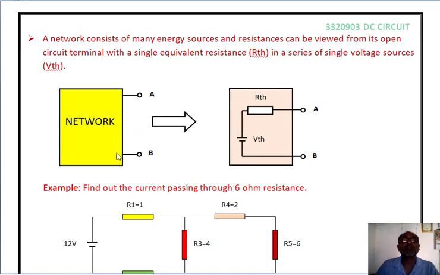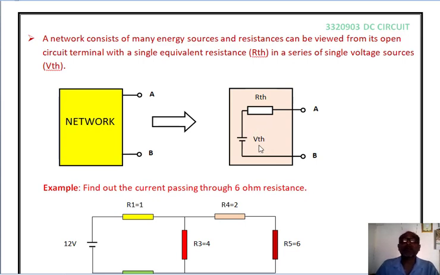So here you can see a block diagram of the network. This is the actual network, and we want to find the current passing through the AB terminal. Now as per Thevenin's rule, this whole network can be converted into RTH and VTH, and VTH and RTH are connected in series.